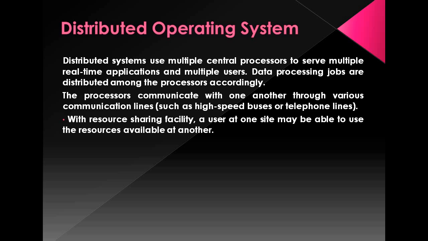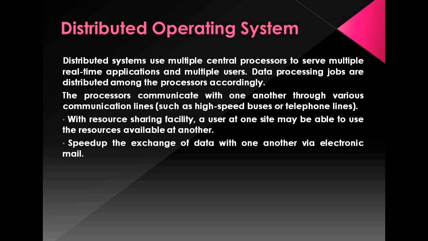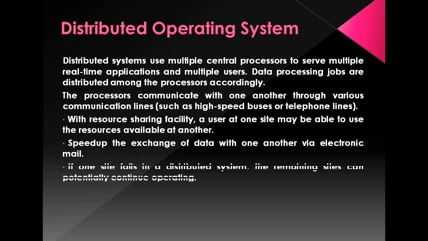So a user at one site can send its process to another site to use its resources for execution. It also speeds up the exchange of data with one another through electronic mail. So if you want to send information from one processor or one site to another site, we can send it through emails. If one site fails in a distributed system, the remaining sites can potentially continue operating.